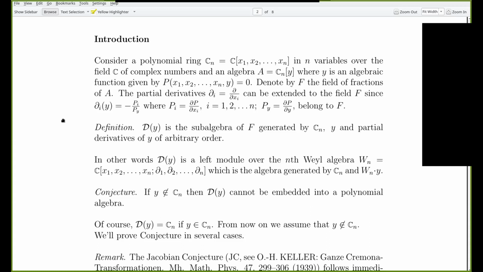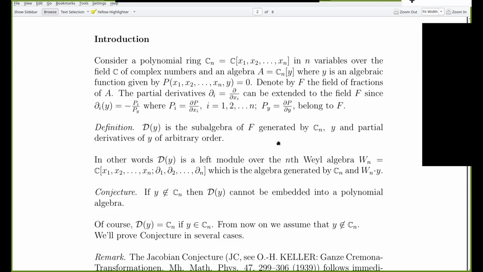If we consider the field of fractions of this, what do we have to do? We have to take the ring in n plus 1 variables, factor out by the ideal generated by this polynomial, then consider the field of fractions of this algebra. Now, if you look at partial derivatives of your algebraic function y, partial derivatives on the ring can be extended to this field, and we can compute partial derivatives of our algebraic function y. And the algebra which I'm interested in, this D-algebra of y, is the subalgebra of F which is generated by all n variables, the algebraic function y and all its derivatives.